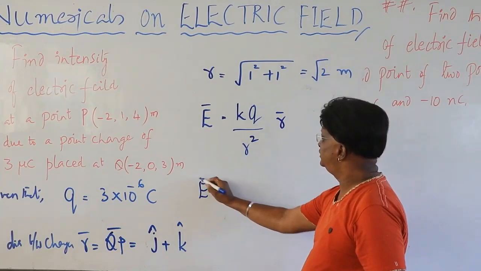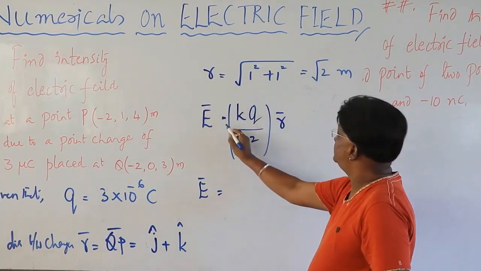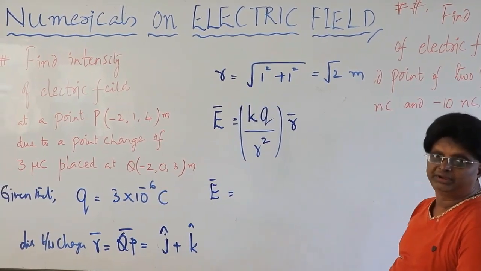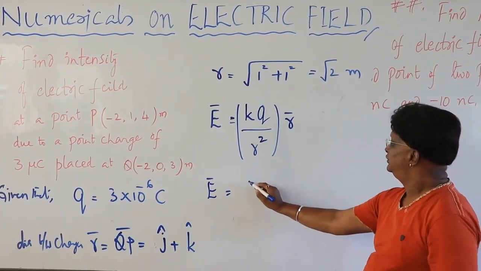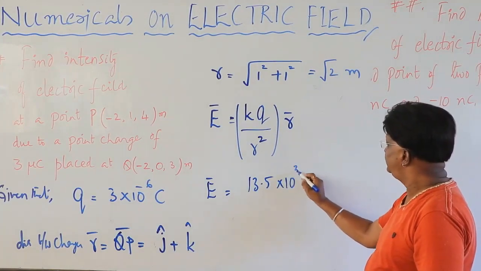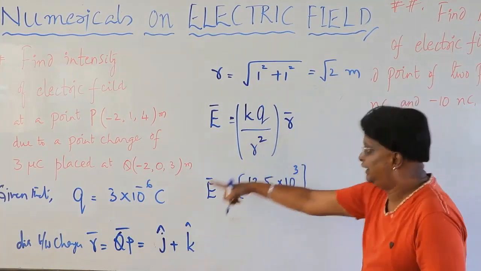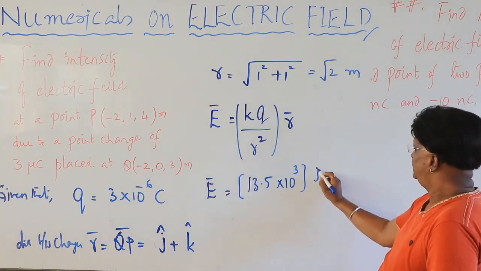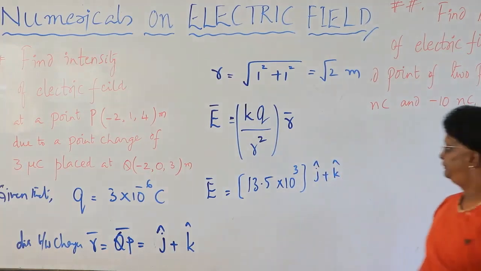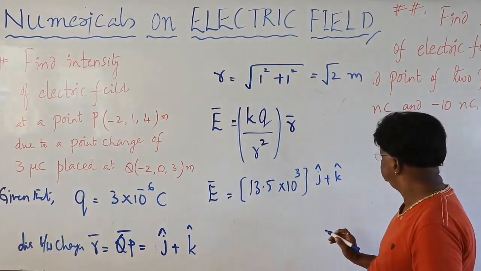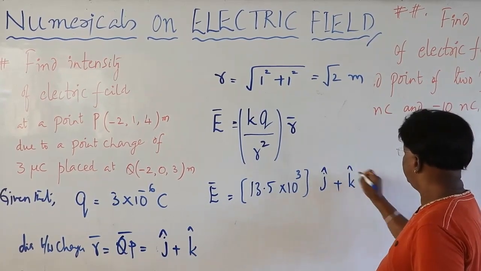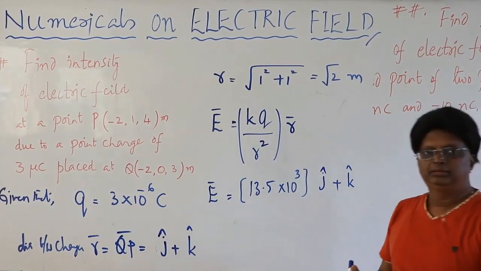Therefore now substitution for E bar. The entire term in the brackets is the magnitude term, which of course we have just calculated. One more time you do that. So this is how much you got? 13.5 into 10 cube, times what is r bar? This is j cap plus k cap. So this will be the vector form.